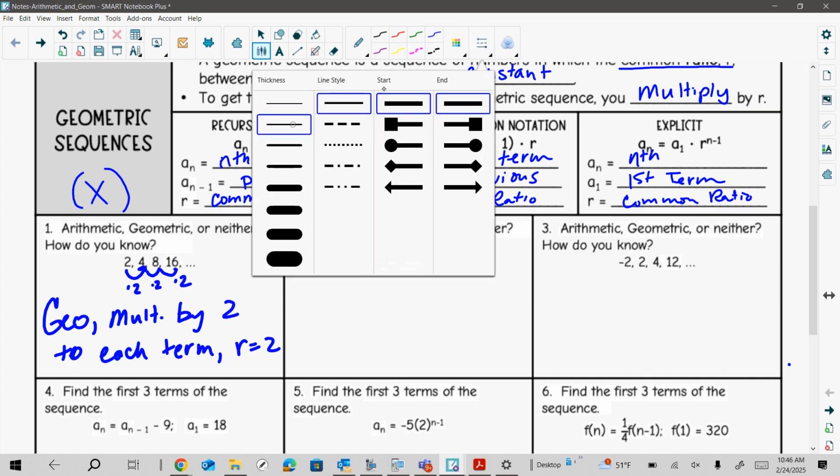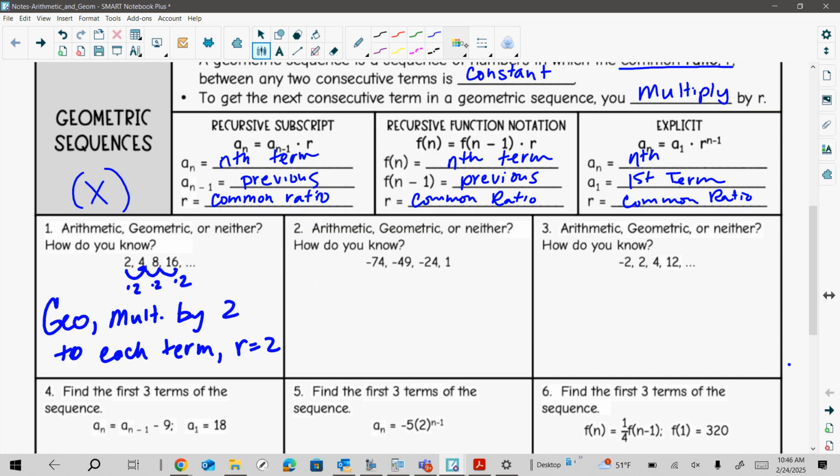All right. Let's try number 2. We got a negative 74, and then it changes to negative 49. That's plus 25. Okay, now I have to check that. There's a negative 24 plus 25. Yes, that gives me negative 24.